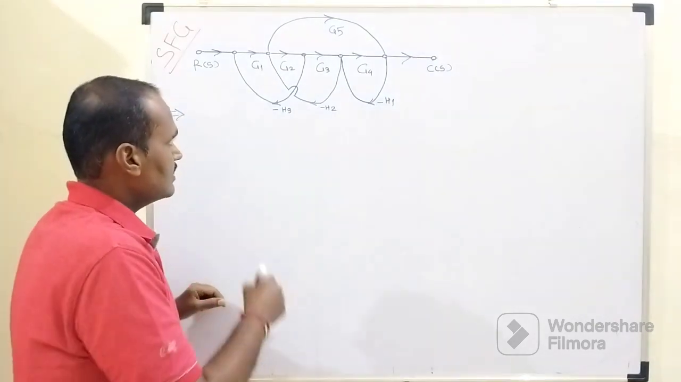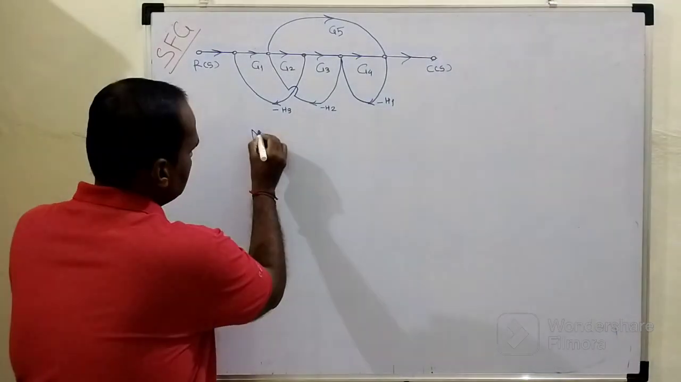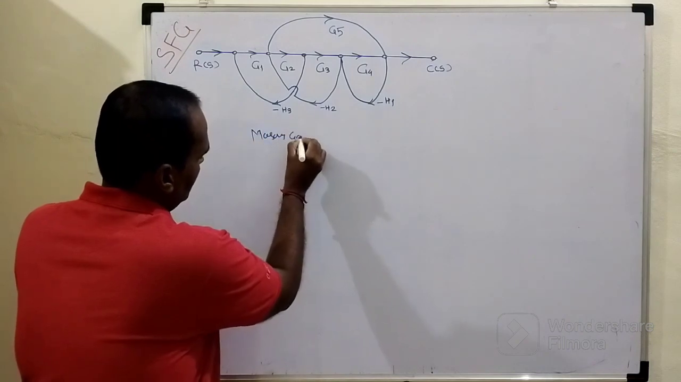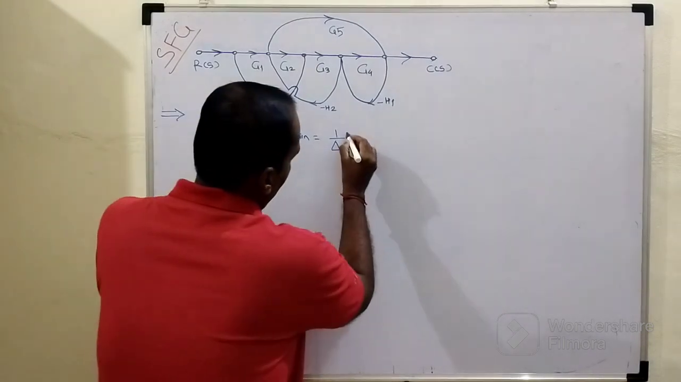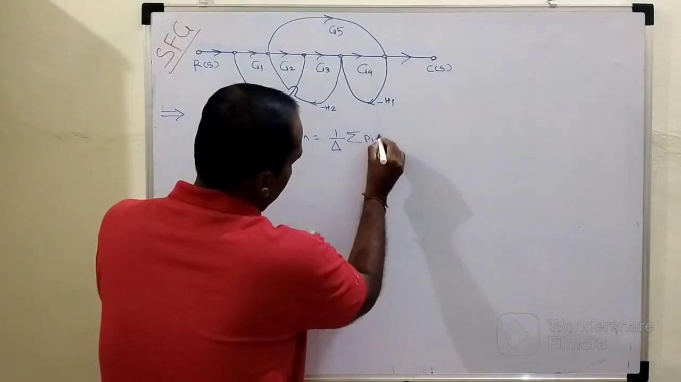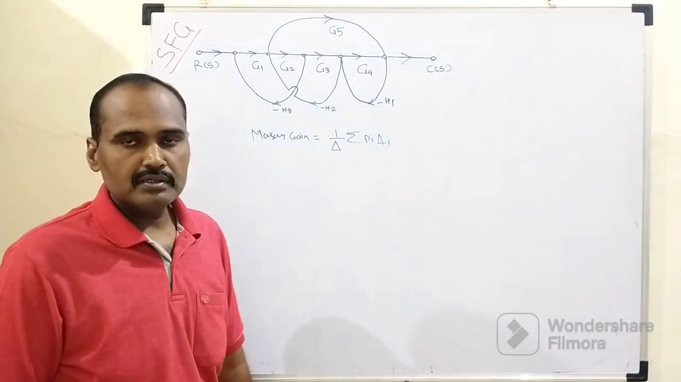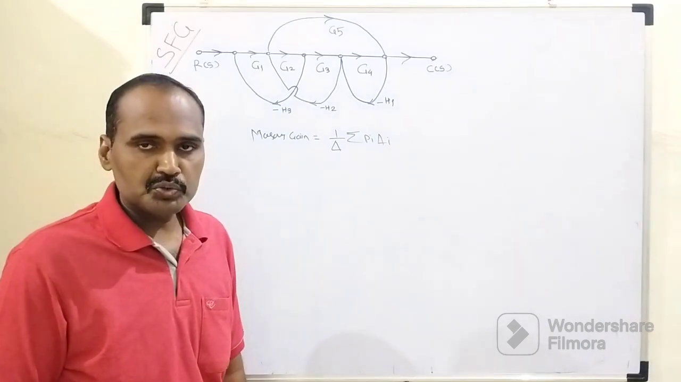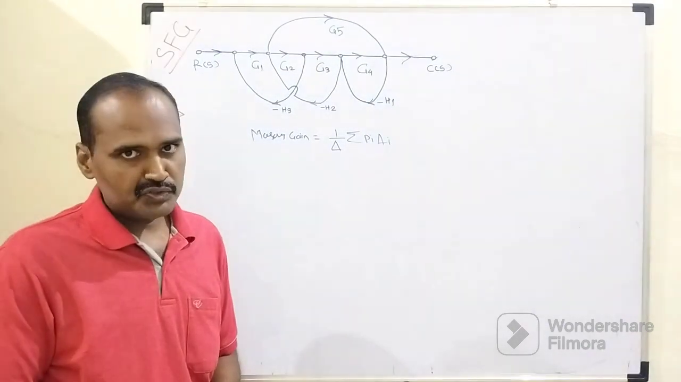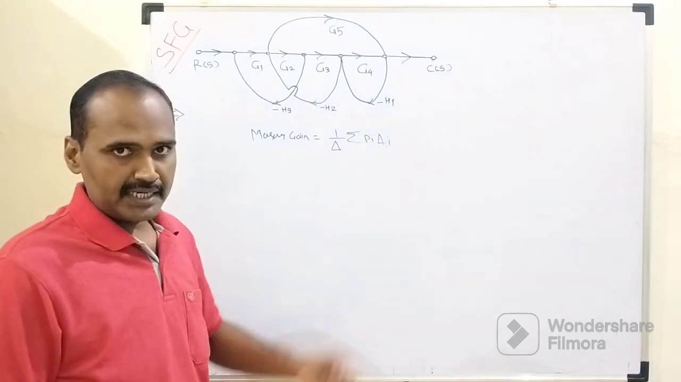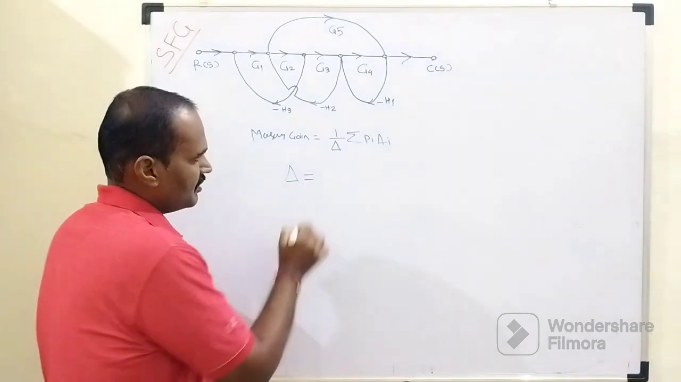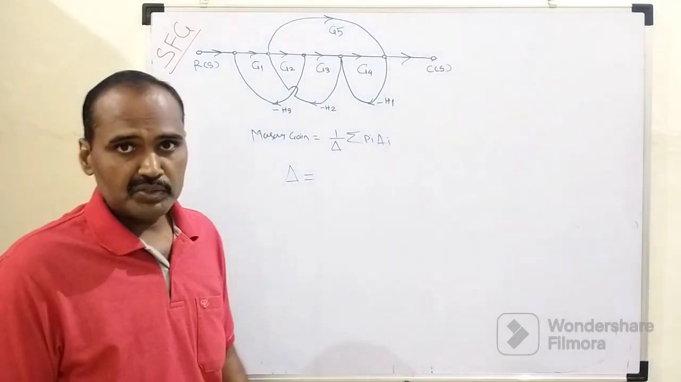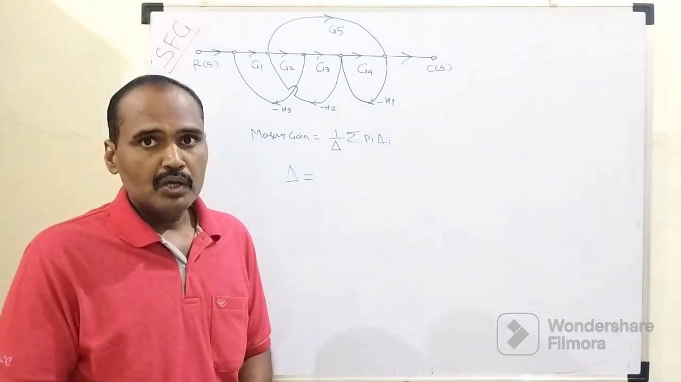So as far as this control system is concerned, Mason's gain formula equals 1 over delta followed by summation of Pi into delta i. This is the straightforward formula which is used to determine the overall transfer function of that system. In this statement, first of all we need to understand the significance of the term that is nothing but the system determinant, or we can call it delta.